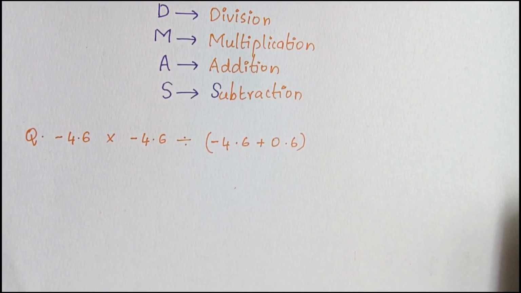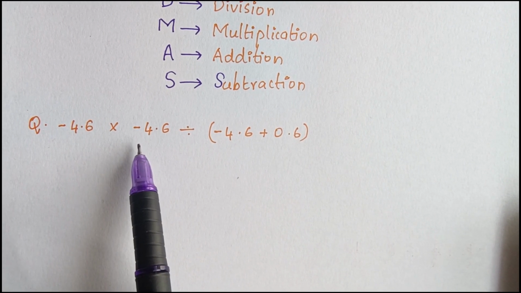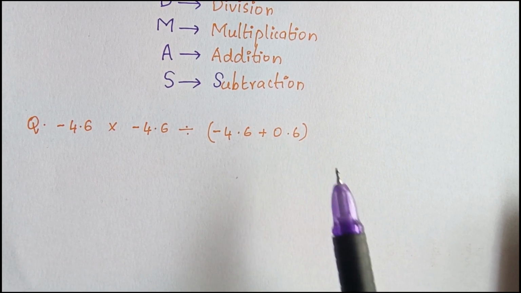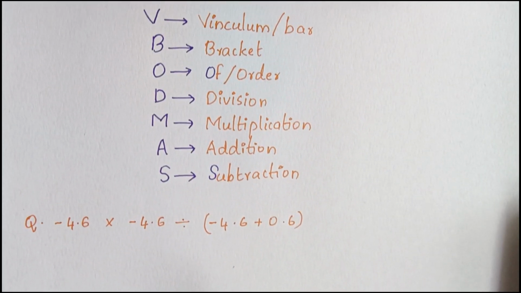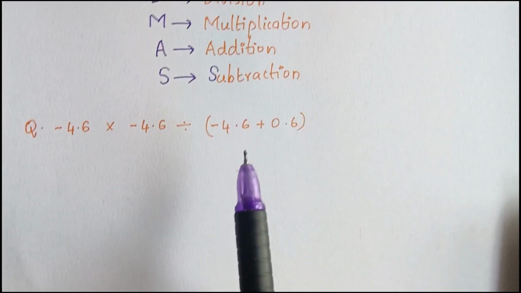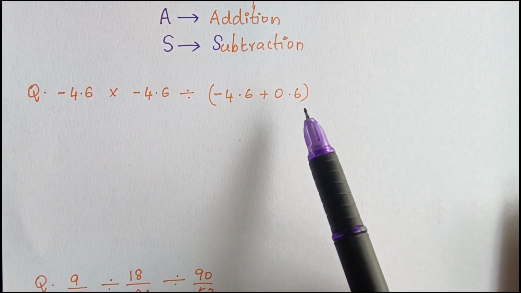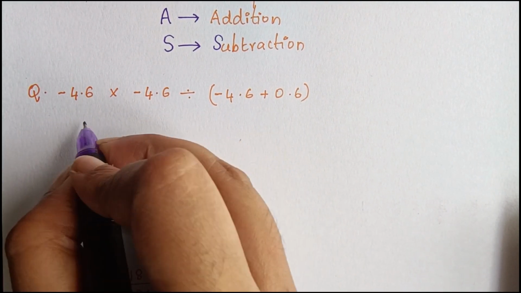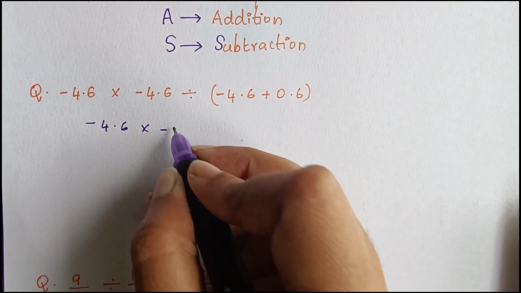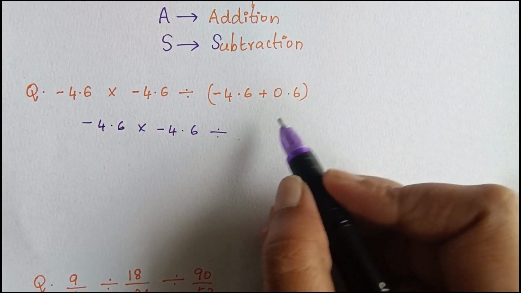So the first question is -4.6 into -4.6 divided by bracket -4.6 plus 0.6. Here, according to this rule, we should solve the bracket first. We have a bracket here, and inside it is -4.6 plus 0.6. So -4.6 into -4.6 divided by (-4.6 plus 0.6), which is -4.